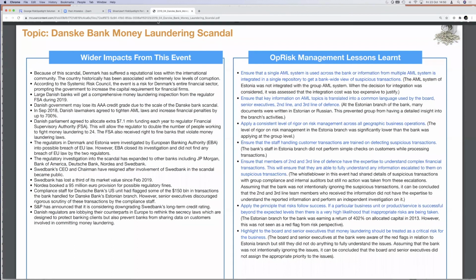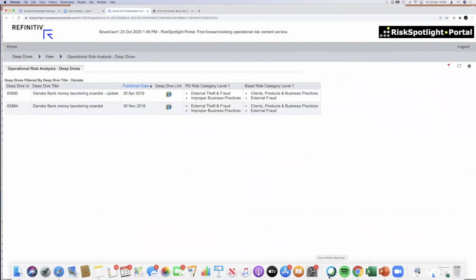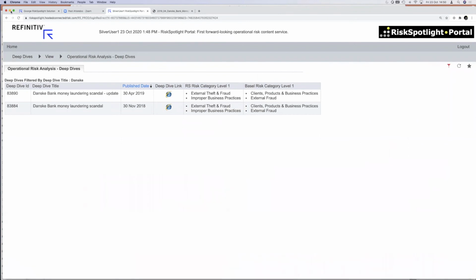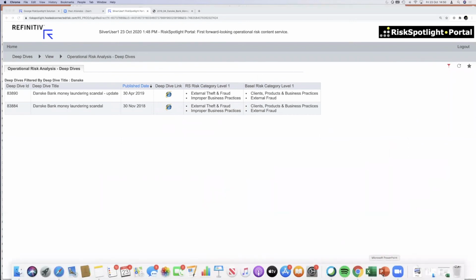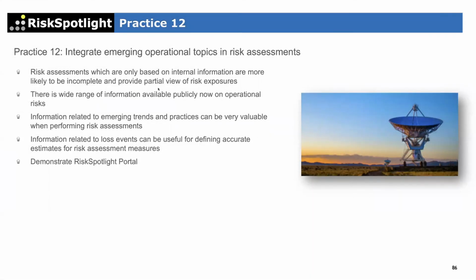Yeah, so that's an example of what we provide as part of the RiskSpotlight portal offering, which is the tool you want to use. The reason I'm using it in the context of risk assessment is that if risk assessment is not considering that external element, your risk assessments are incomplete. Whether you use the RiskSpotlight portal or external content, use something, because if you don't, the quality of the risk assessment is not good.